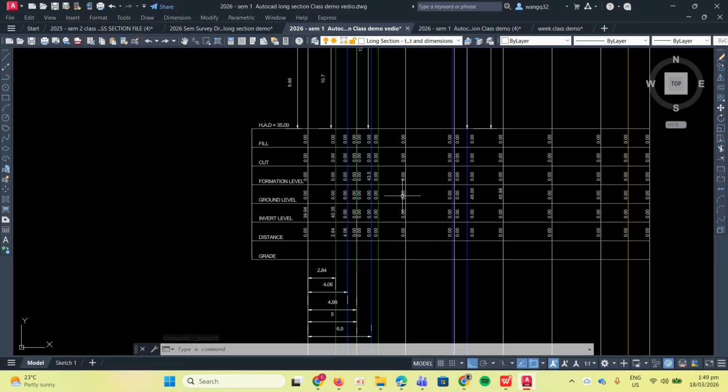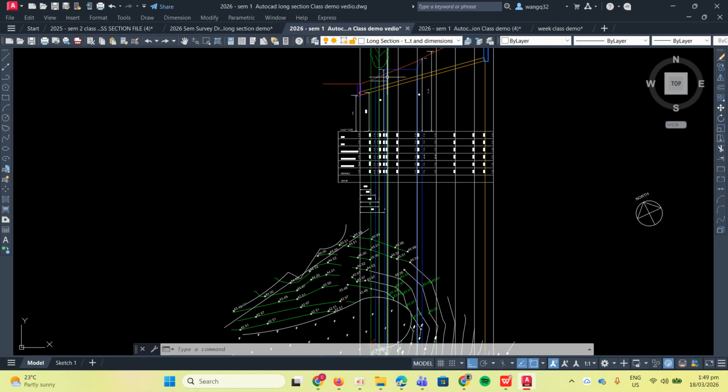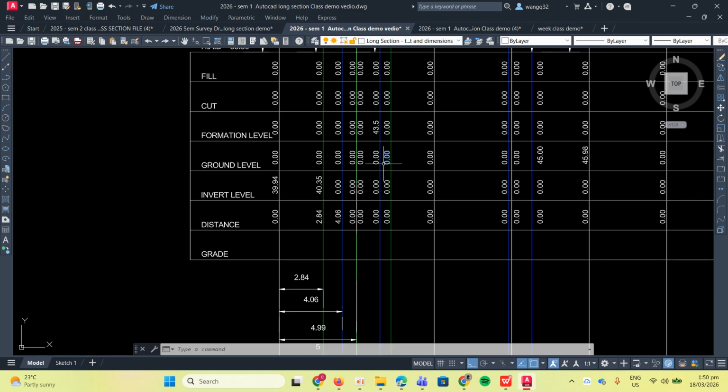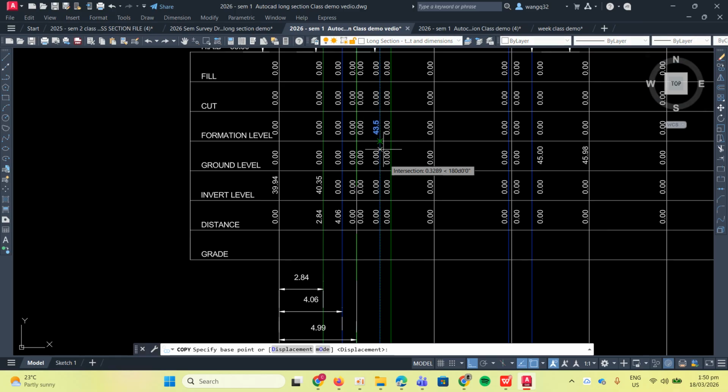Because we only need formation level for this point here and maybe the edge of your tree, the formation level will be the same. So we can copy that one. First, we need to delete. We do not need formation level here because there's no platform here. We just delete all of them. We need formation level here, but we'll put it on later because all the formation levels will be the same, 43.5.